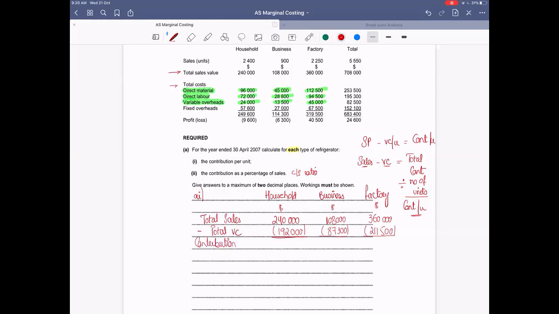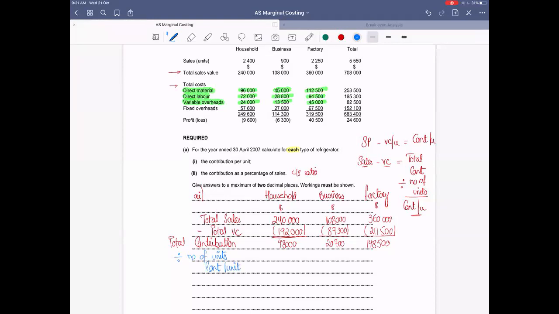And this will be the total contribution, which is, I think, 48,000. This should be 20,700, and this should be 148,500. Please see if I've calculated these correctly. And then I'll divide these by the number of units to get my contribution per unit.